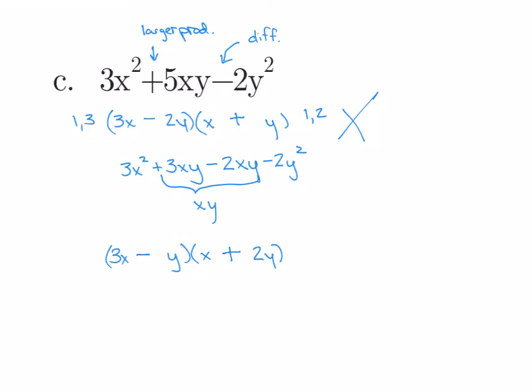Now if we go ahead and FOIL this, we get 3x squared plus outsides is 6xy minus insides, I'm going to rewrite it as xy, minus the lasts, we get 2y squared. And if we combine this, this now does simplify to 5xy.